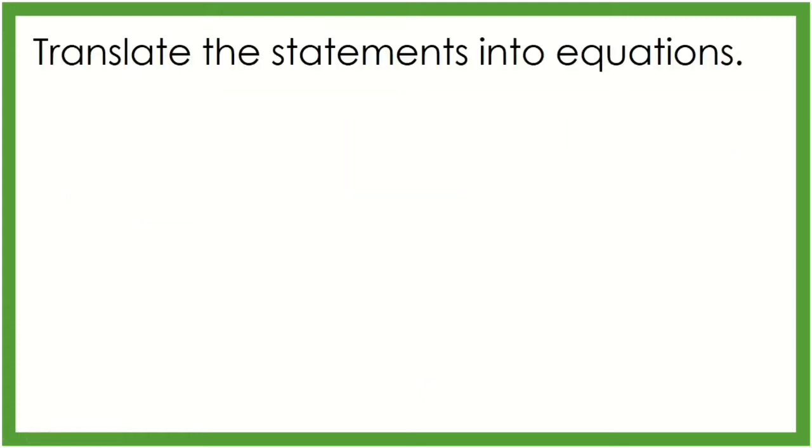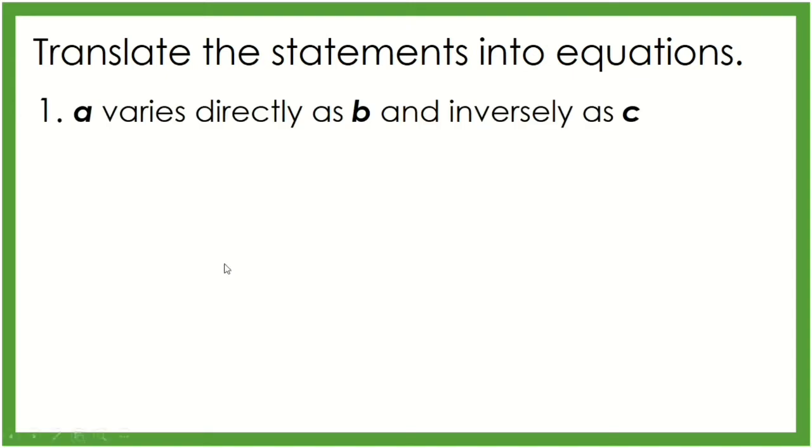Let's translate the statements into equations. Number 1, A varies directly as B and inversely as C. This is translated as A equals K times B all over C. A, yun yung unang quantity, varies directly as B, so we have K times B. And inversely as C, so divided by C.